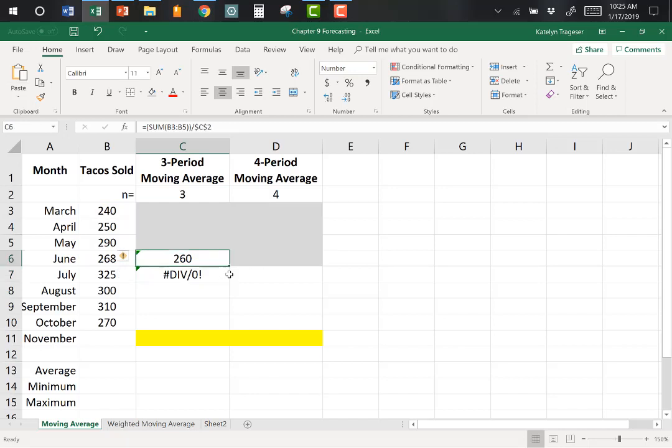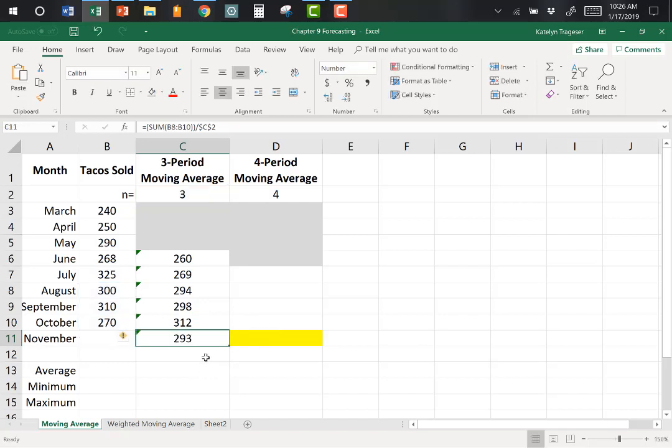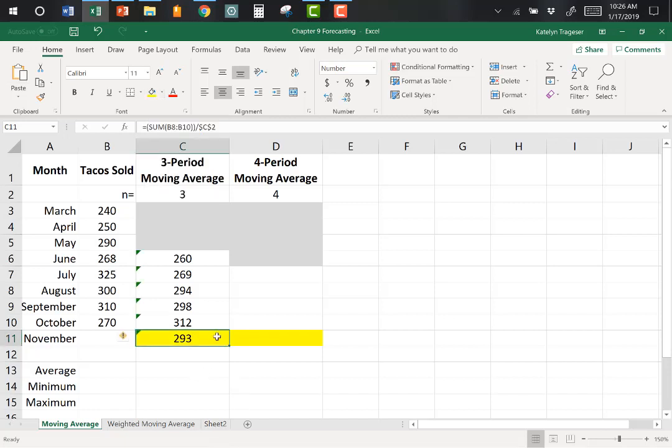So now if I go up to that 260 value again, click on the lower right corner, drag that down, I can see my formula carries with that 3 all the way down. It's good practice to double click on a couple of your cells and just make sure that the calculation is correct. So I can see that in November, my forecast says that I'm going to sell 293 tacos.